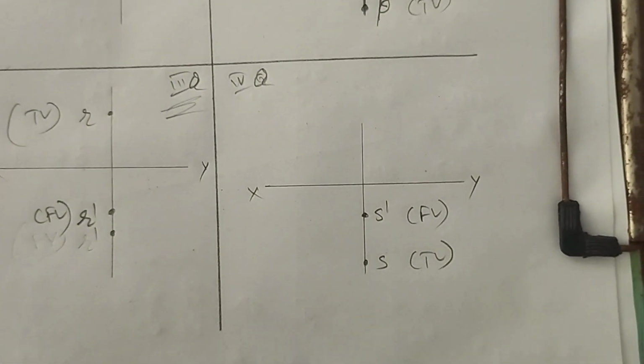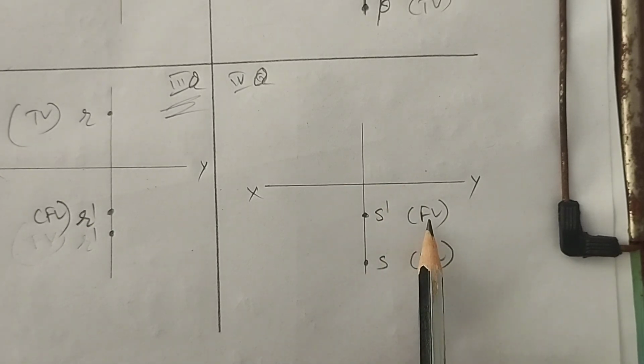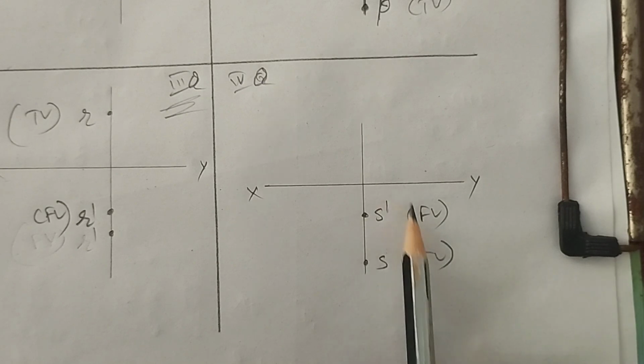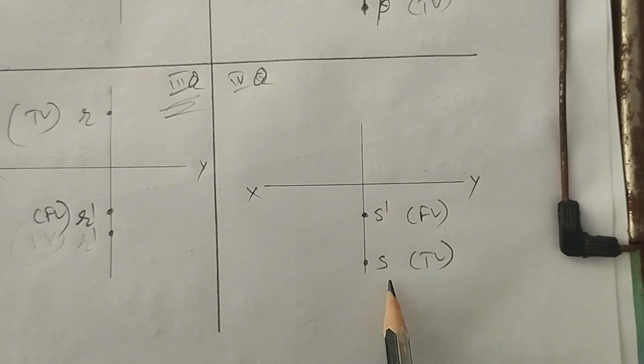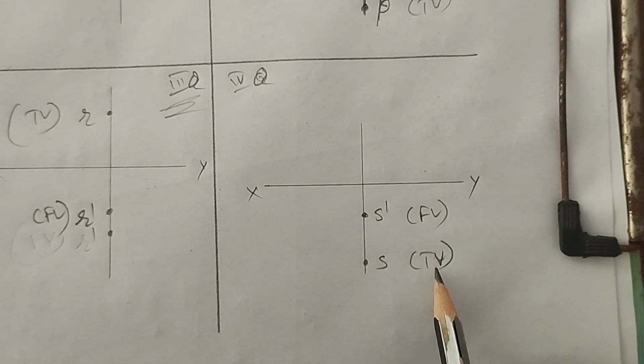Let us see the fourth quadrant. This is my fourth quadrant. In the fourth quadrant, the front view is below the xy line, and the top view is also below the xy line. So in the fourth quadrant, the front and top views are both below the xy line.